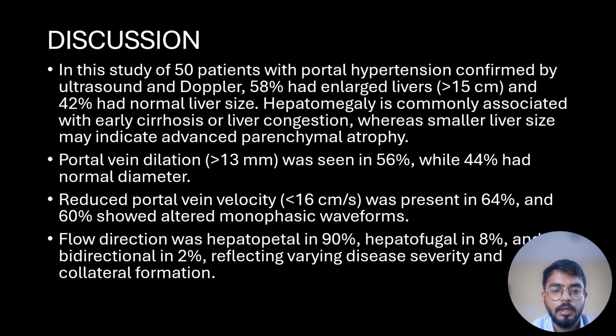Reduced portal vein velocity less than 16 cm/s was present in 64%, and 60% showed altered monophasic waveforms. Flow direction was hepatopetal in 90%, hepatofugal in 8%, and bidirectional in 2%, reflecting various disease severity and collateral formation.